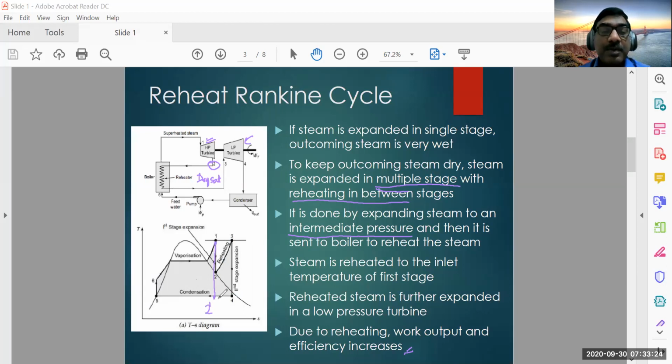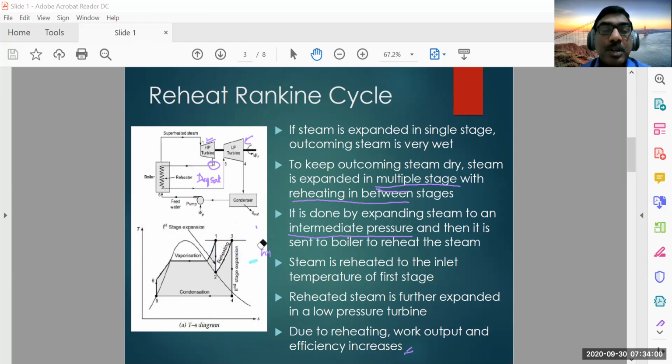So if it is expanded from 1 to 2 dash, the turbine work WT is nothing but H1 minus H2 dash. Here the work done is H3 minus H4. Basically these two quantities are the same. But here if you are expanding in 2 stages, this is the stage 1 work done and this is the stage 2 work done, right?